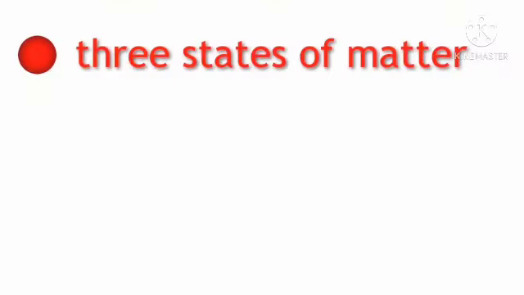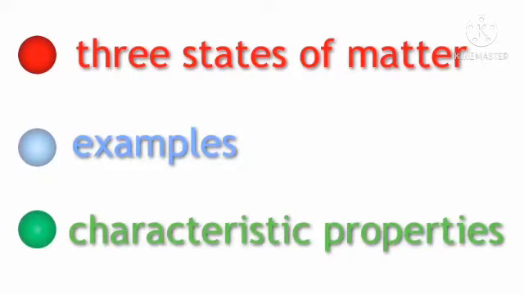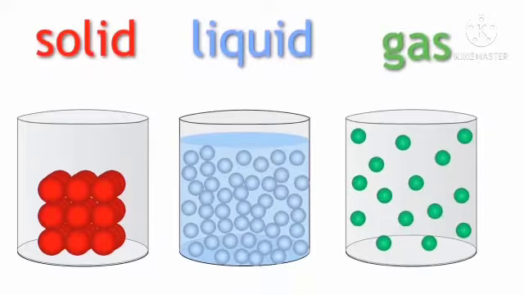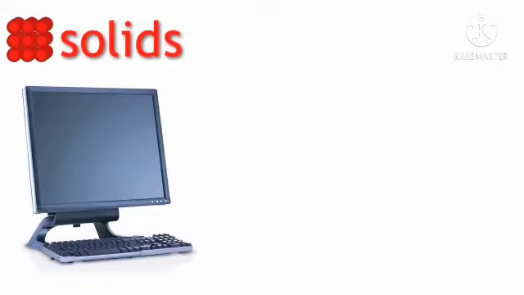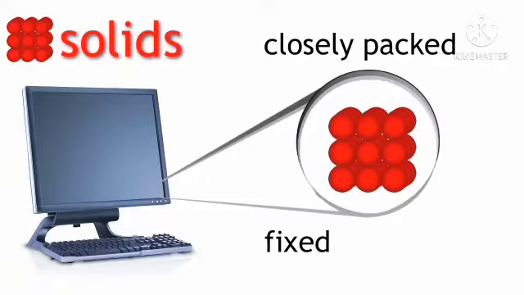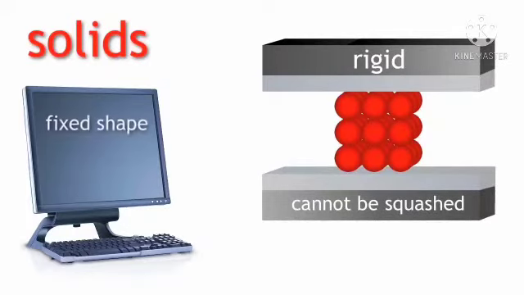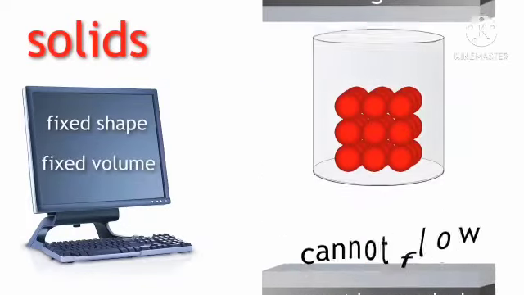What the three states of matter are, some examples of each state of matter, and the characteristic properties of the three states of matter. The three states of matter are solid, liquid and gas. Let us look at solids. An example of a solid is your computer. The properties of solids depend on how the particles in solids are packed. In a solid, the particles are closely packed in fixed positions and cannot move anywhere. So, solids are rigid, cannot be squashed or compressed, and have a fixed shape and a fixed volume. They cannot flow.